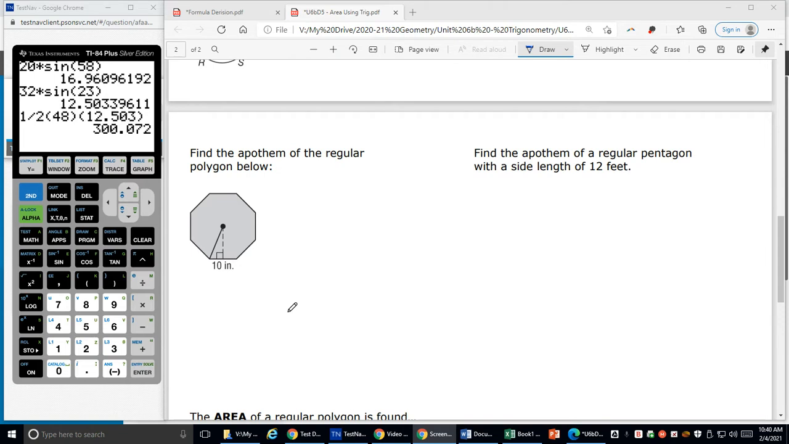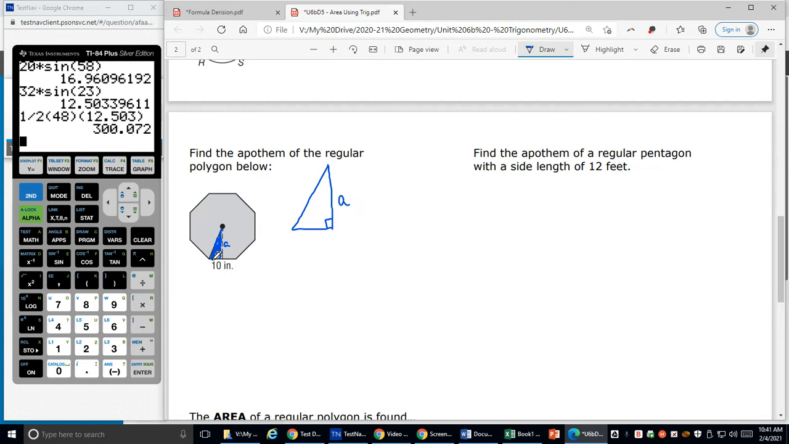Okay, let's look at how we're going to use this. My first question says, find the apothem of the regular polygon below. And we actually did this in the last lesson, right? The neat thing is we can say, here is a right triangle, and I'm trying to find this apothem right here. And we talked about the other day when we're doing this, we need to figure out, using this little tiny right triangle, how we can apply trig to that triangle.